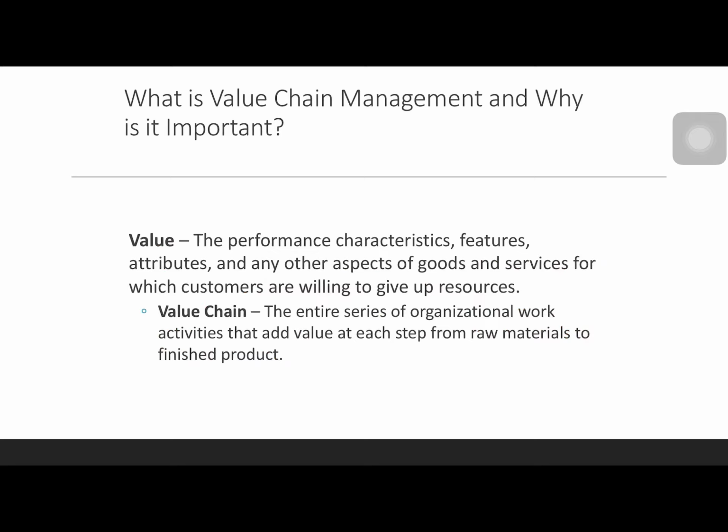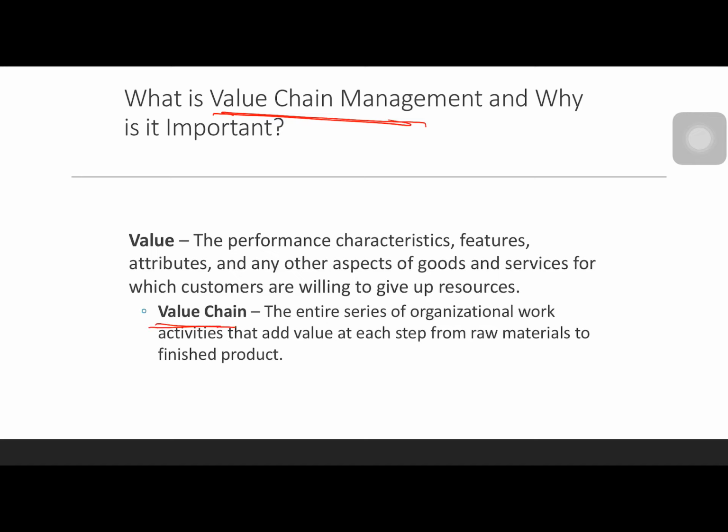Then we are going to look at what the value chain is about and why it is important. Still, we are trying to identify how operational management is important to create customer orientation. So before that, let's look at the value chain. The value chain is about the performance characteristics, features, attributes, and any other aspects of goods and services which customers are willing to give up resources for. The value, what are they expecting?